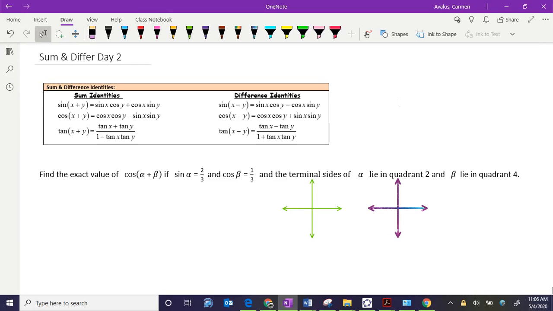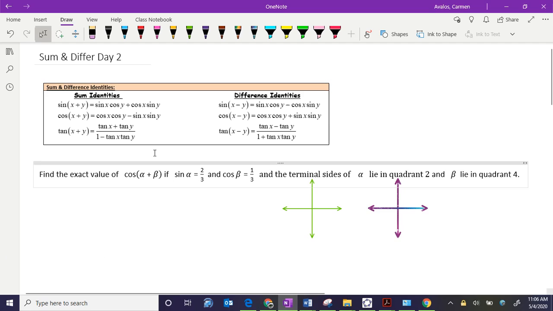Okay, sum and differences. Here are the identities that we talked about before, the sum identities and the difference identities for sine, cosine, and tangent. And you should have been working with them from before, but here's another way that you could use them. In this case, they're asking us to use the sum identities for cosine, and they're giving us some information.